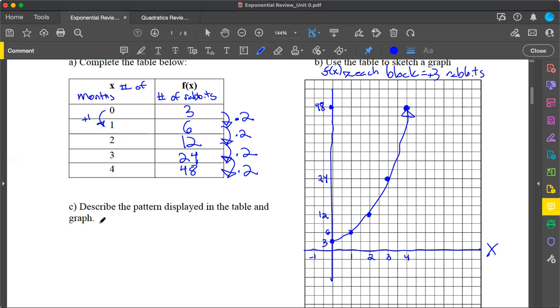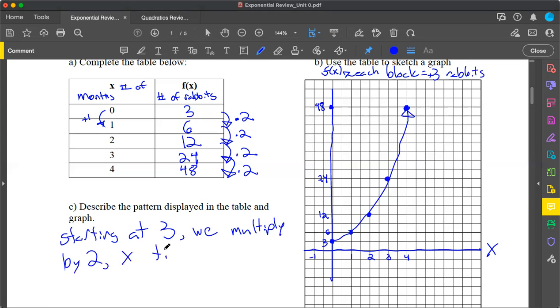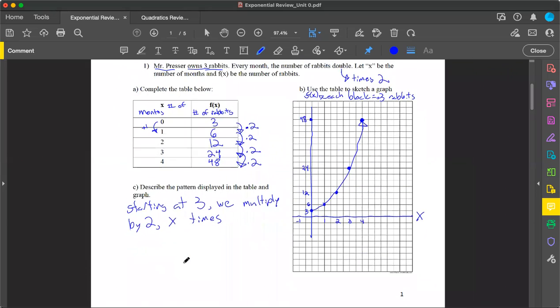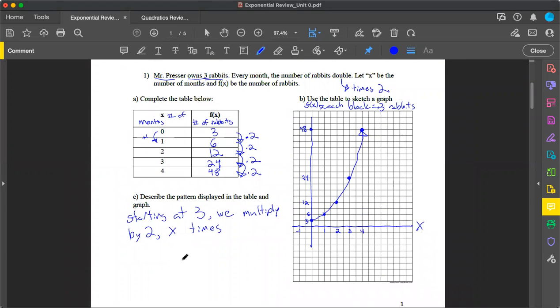What could you say about the pattern? You could say, starting at 3, you double. You could be sly with it if you know what it means when something doubles. But if you don't, you could also say we multiply by 2 x times. Do you know the equation for this? Do you remember? It's a little bonus. You could say that starting at 3, you keep multiplying by 2 x times.